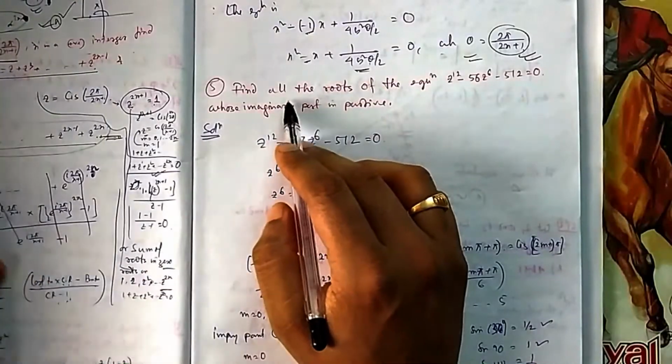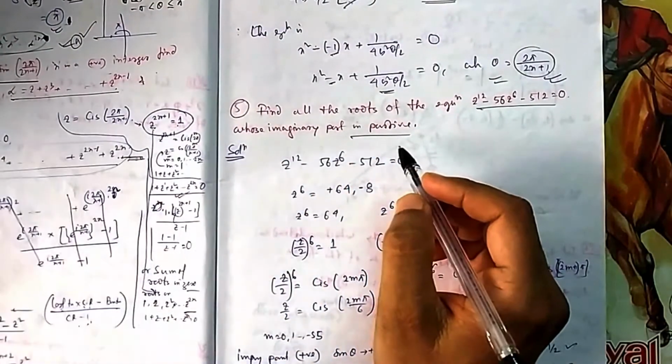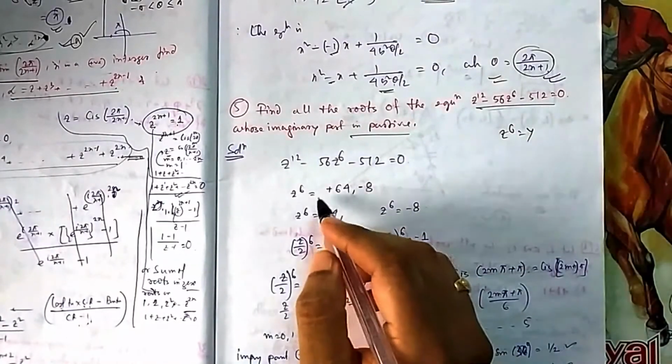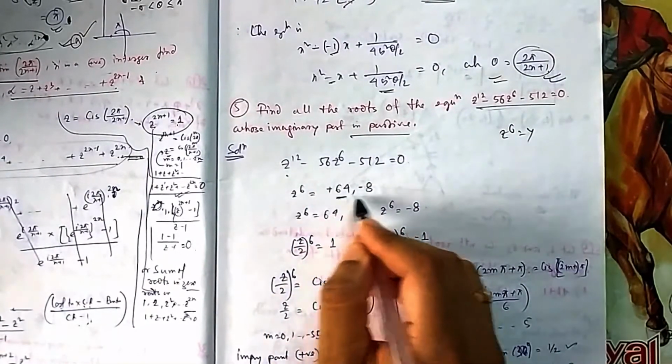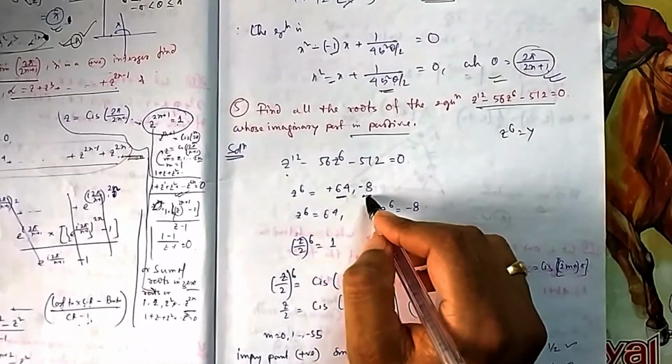Now if you come to question 5, find the roots of the equation whose imaginary part is positive. Because you can take z^6 equal to y, then it will be a quadratic equation. If you solve that quadratic equation, you will find two roots. I am not doing it, you can easily find it out. You factorize this one, you will get these two roots.